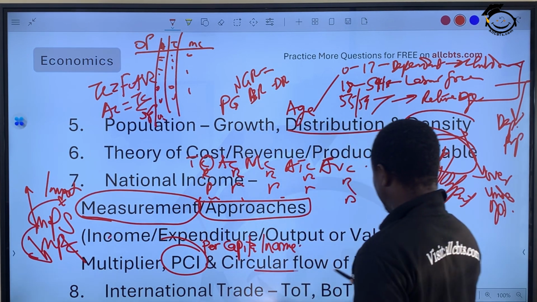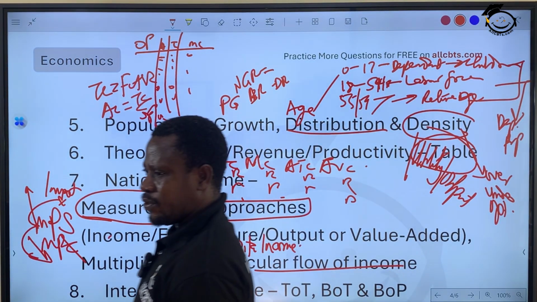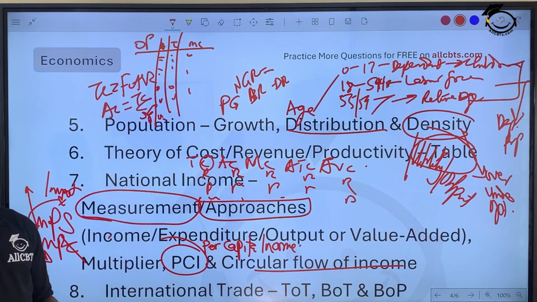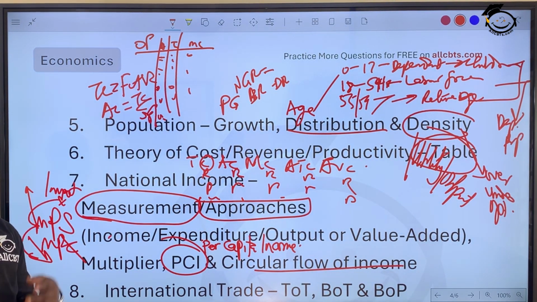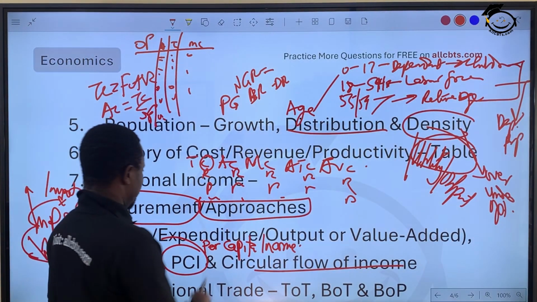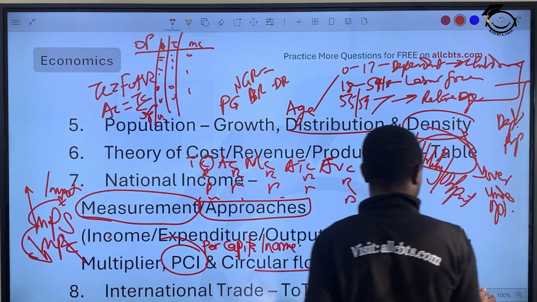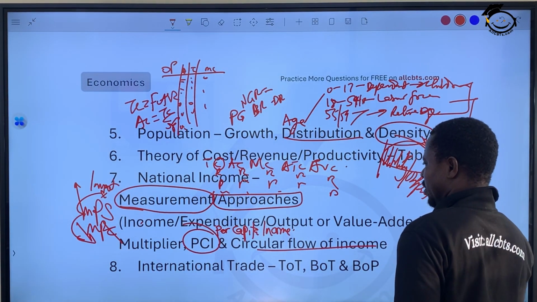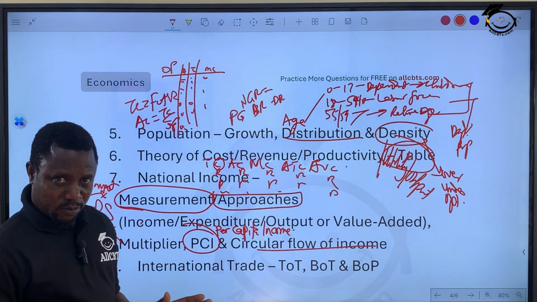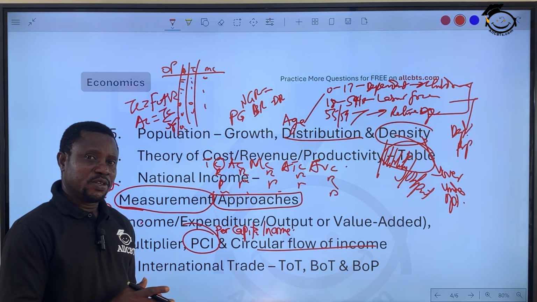Then we have the circular flow of income: how money flows from one end to the other, from the household to the firm, to the organization, to government, and back again, forth and back. The circular flow of income is also part of this. And the last area of concentration I'm advising you on is international trade. Remember, we are talking about statistics in economics, and what I'm doing now is a course on its own in university.